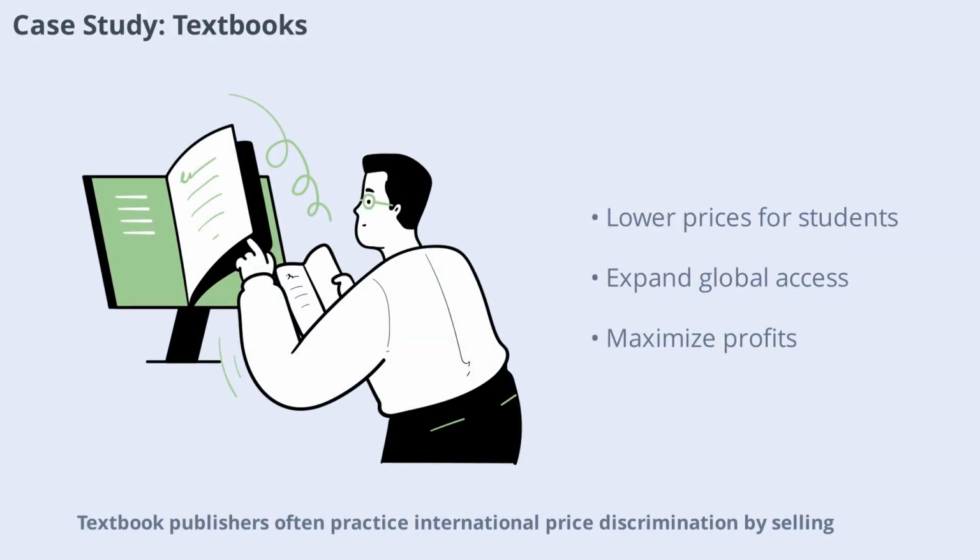Textbook publishers often practice international price discrimination by selling the same book at different prices in different countries. Students in developing countries may pay less, while those in developed countries pay more. This strategy helps publishers maximize profits while making educational materials more accessible worldwide.